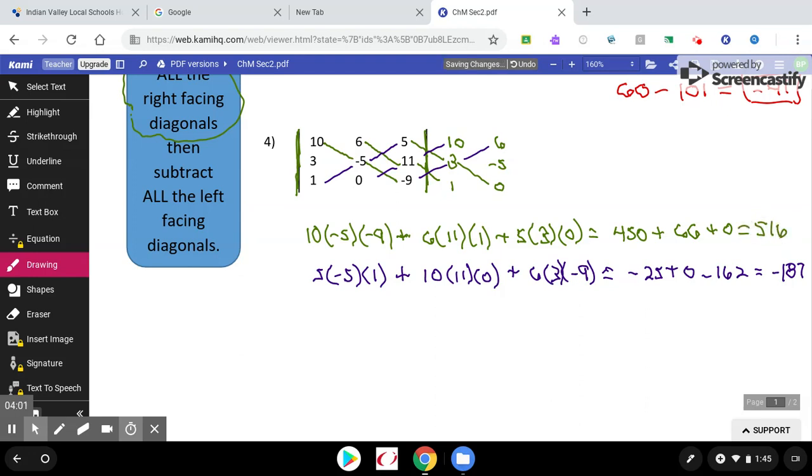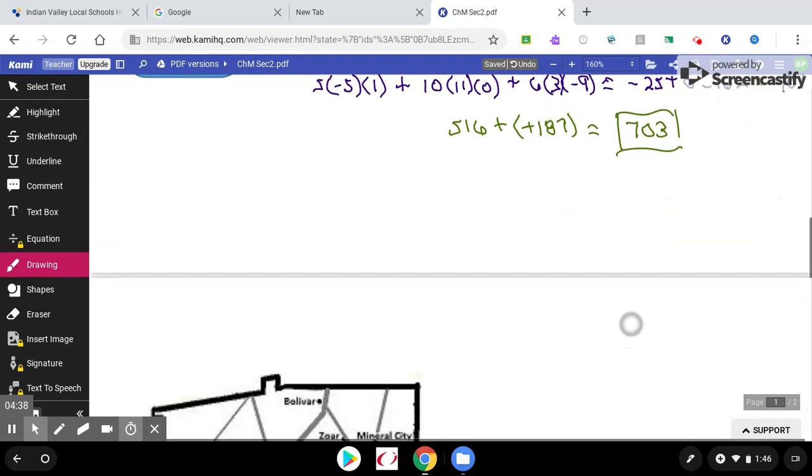And then I'm supposed to subtract the two. So the right diagonal total, which was 516, minus the left diagonal total, which was negative 187. Two minuses makes plus. Let's use a calculator for that so I don't screw it up. So 516 and 187 is a total of 703. Okay, don't think the numbers have to be big for these. It could be anything. You're talking about negatives and positives, so negatives obviously make it go down, and positives make it go up. All right, there is a word problem to check out.